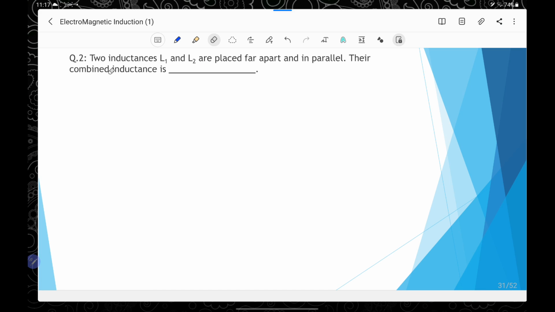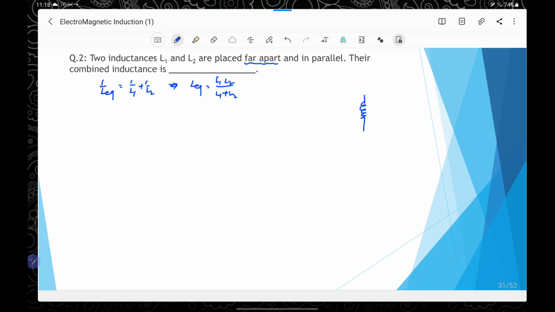Question number 2 is, the self inductances L1 and L2 are placed far apart and in parallel. Far apart means they are isolated, we can suppose, and in parallel their combined inductance is. So the answer will be that 1 by L equivalent is equal to 1 by L1 plus 1 by L2. This is for parallel combination, or we can say L equivalent is equal to L1 into L2 by L1 plus L2. This can be verified very easily.